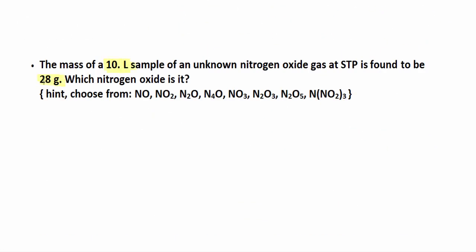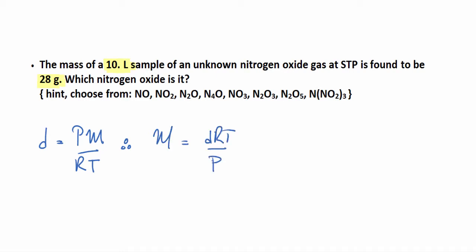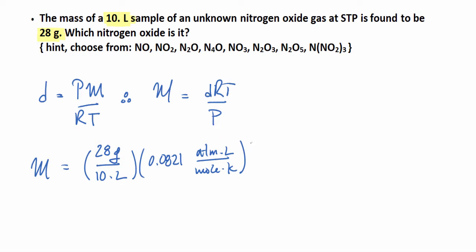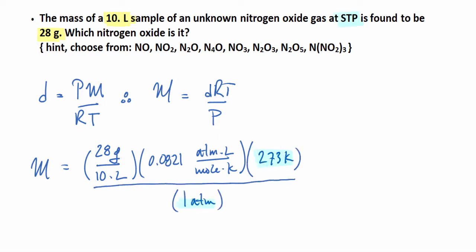That's helpful. So here we have a 10-liter sample that has a mass of 28 grams, and we're trying to find out which of the nitrogen oxides it is. So use that molar mass equals dRT over P expression from above. The density is the mass divided by the volume. There's D. Now we'll do R. Finally, the temperature here divided by the pressure, 1 atmosphere, because that's STP. Check all the units. We wind up with grams per mole as 62.757, or 63 grams per mole.